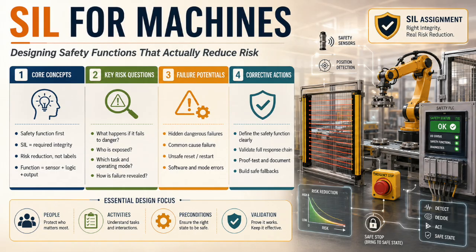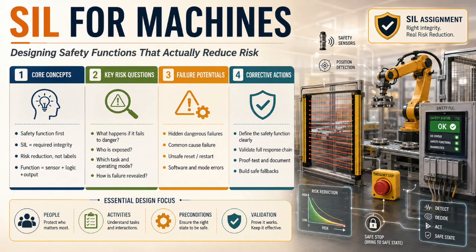Because a safety PLC does not make a machine safe. A light curtain does not make a machine safe. An emergency stop doesn't make a machine safe. A guard interlock does not make a machine safe. They only become part of safety when they are correctly selected, correctly applied, correctly integrated, correctly validated, and correctly maintained against a clearly defined accident scenario.